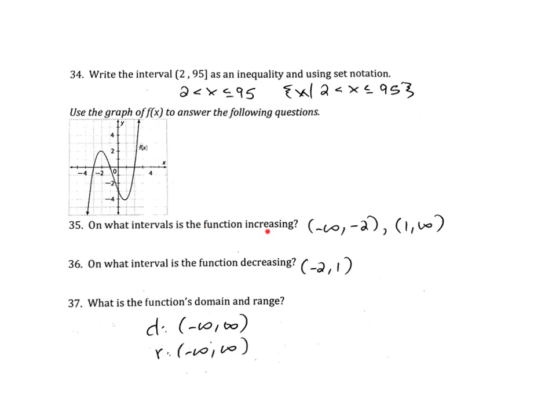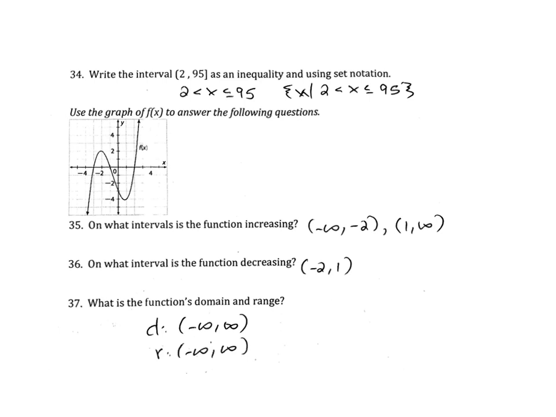Okay, 35. Where's it increasing? It's increasing forever up to there, forever up to there. Now, remember, use x's. So it's negative infinity. The x right there is -2. It's also increasing from here to forever. The x right there is 1 to forever. Where's it decreasing? It's going down from here to here. Remember, use the x's. The x right there is -2. The x right there is 1. So it's decreasing from -2 to 1.